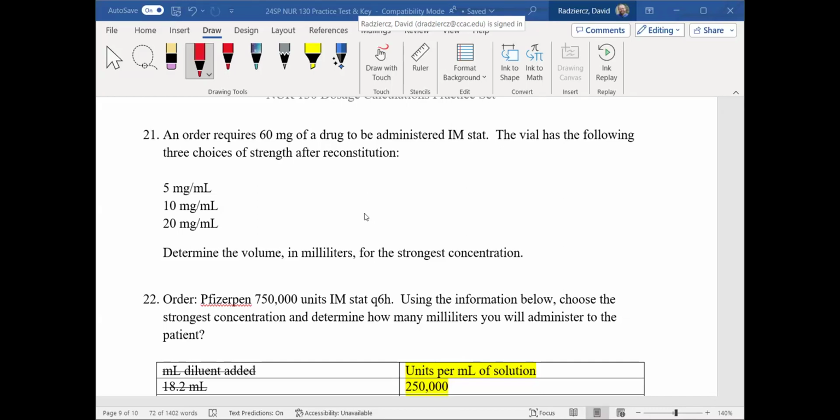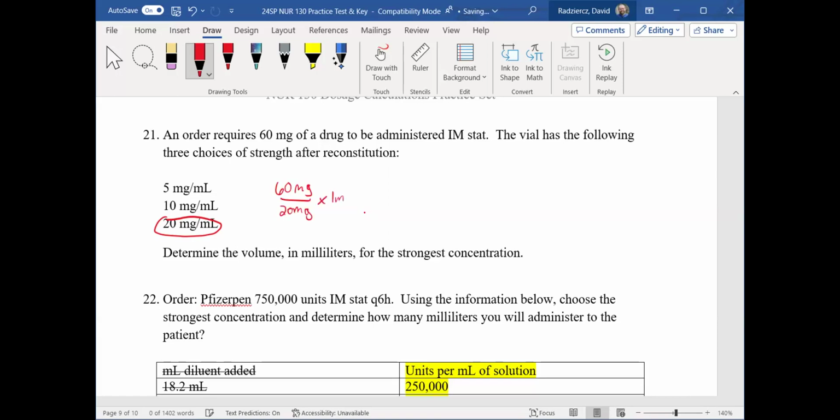Then you want regular alcohol, or you want to leave feeling a little tipsy. Okay. So you choose the one that has the most in it. So for this question, the strongest concentration is 20. And then you can use ordered over available if you want. So 60 over 20 times your quantity. And then you would administer 3 ml.